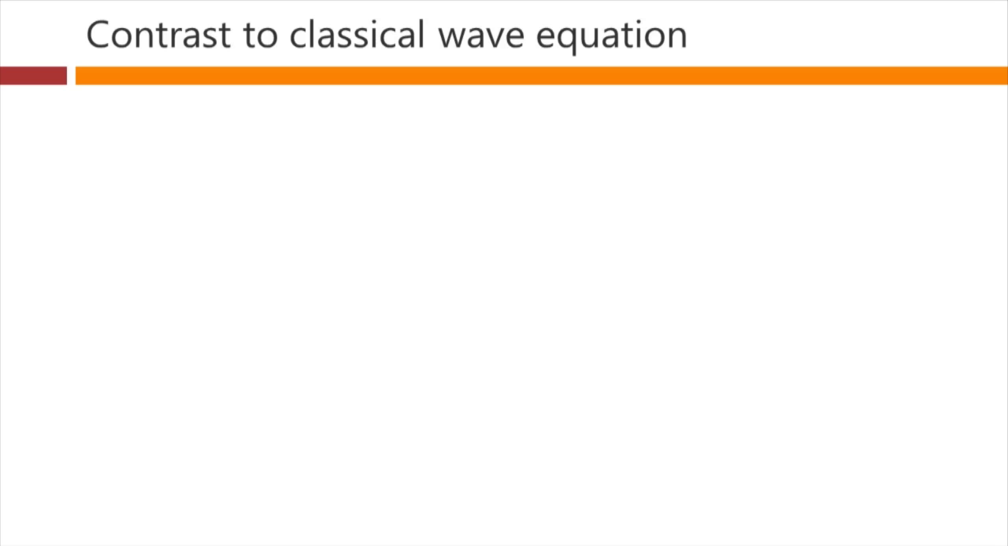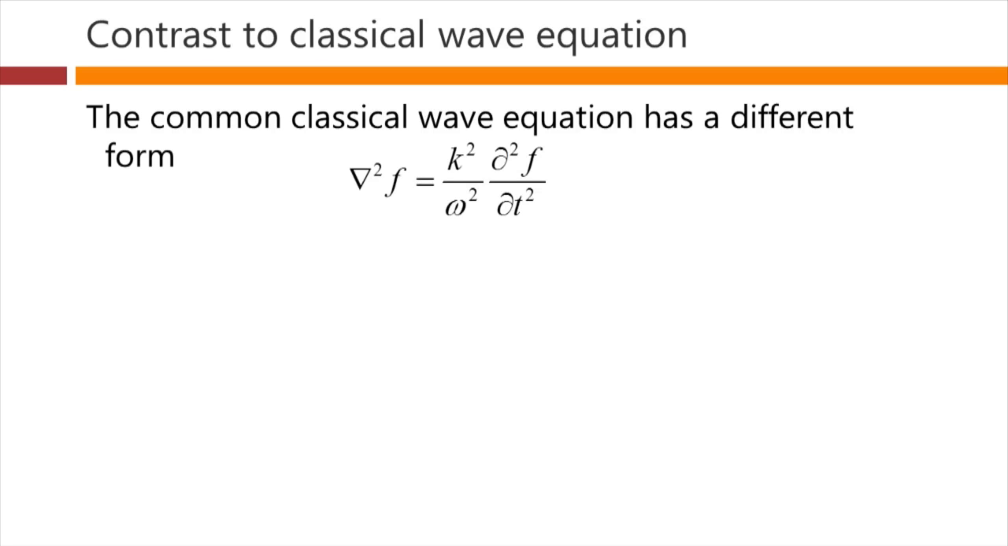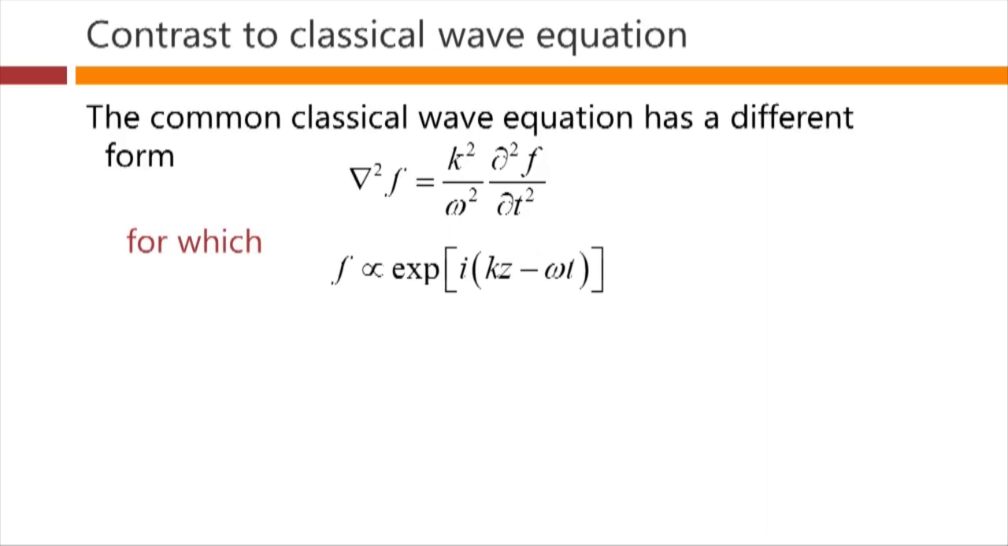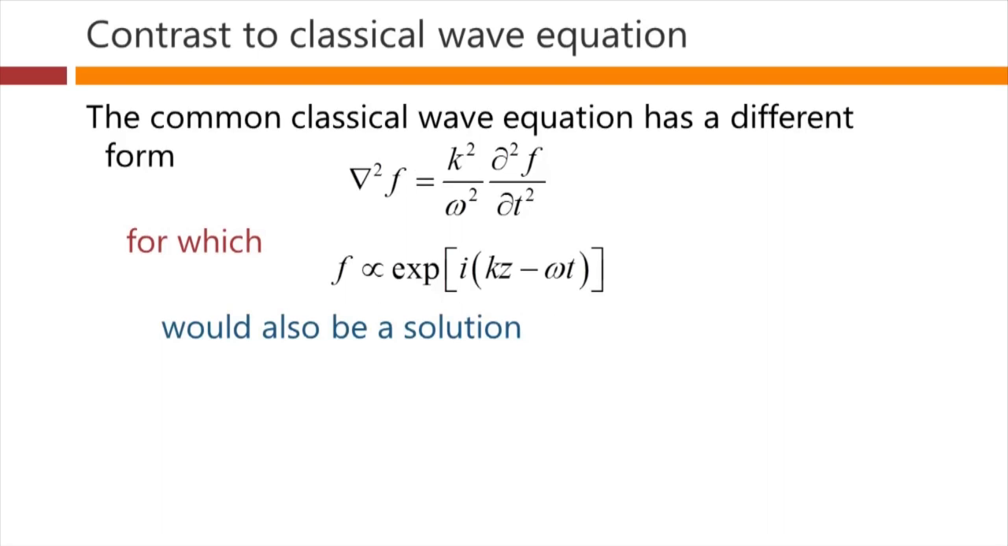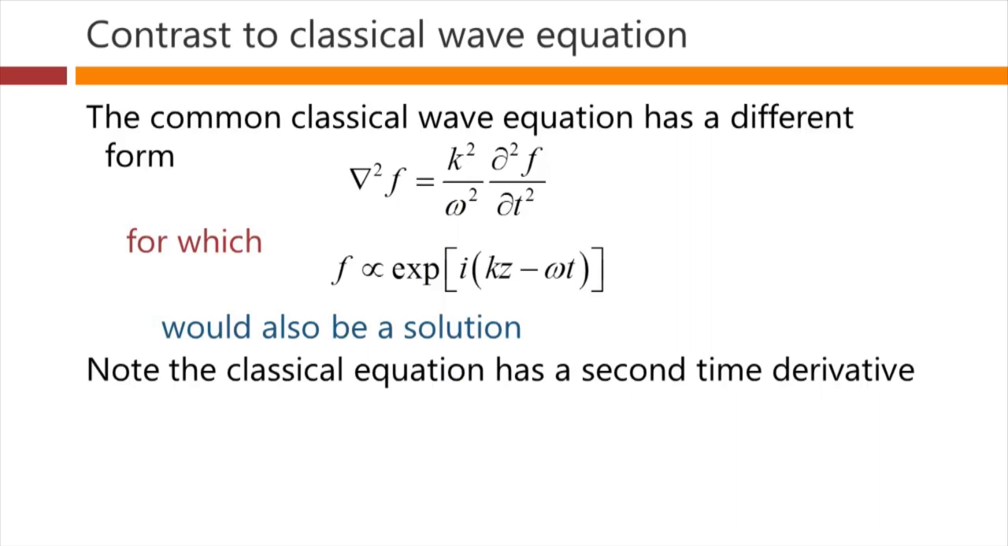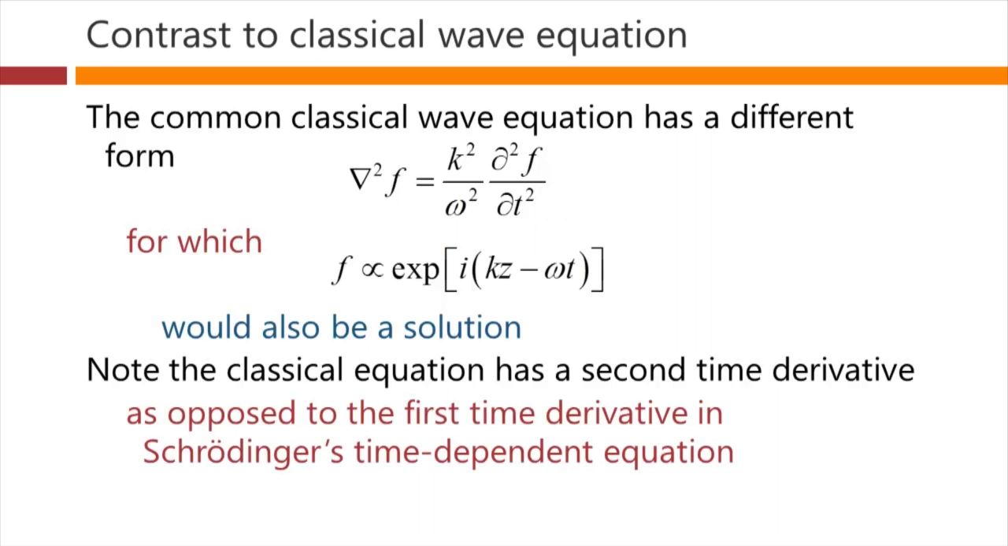Now, there's an important contrast to the classical wave equation here. The classical wave equation we're used to has a second spatial derivative on the left, but also a second, in this case temporal, derivative on the right. And this plane wave is indeed a solution of the classical wave equation we're used to. But as I said, note that this classical wave equation has a second time derivative, as opposed to the first time derivative that we will find in our Schrödinger's time-dependent equation.